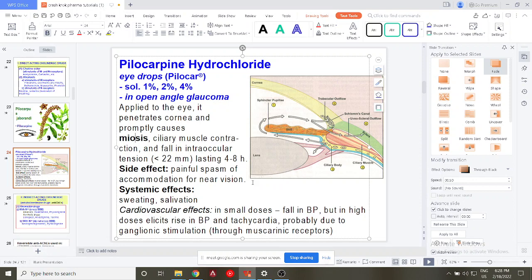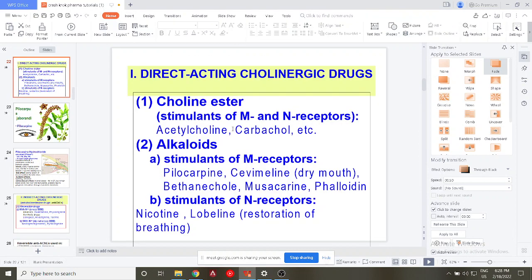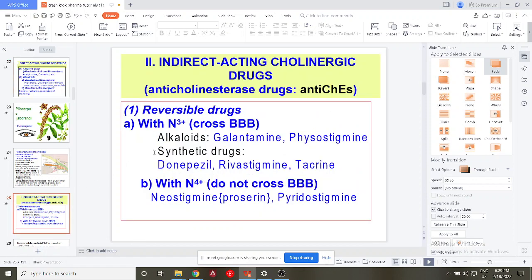Okay, guys, am I too fast? No? Okay, so now we've talked about the direct acting drugs. We have acetylcholine, pilocarpine, and lobeline. Lobeline is used for restoration of breath. Next we're going to move on to a different category, which is the indirect acting drugs.